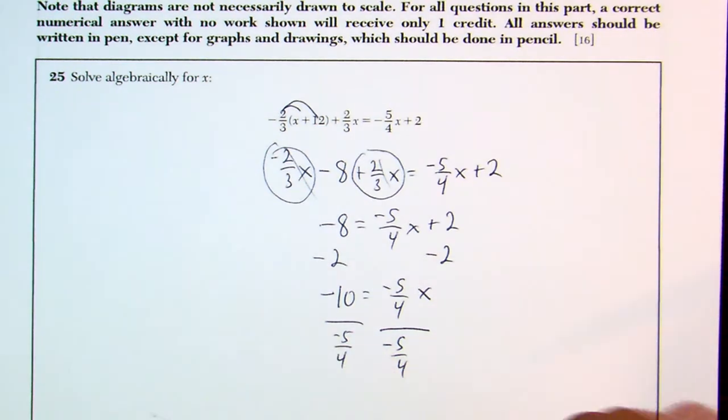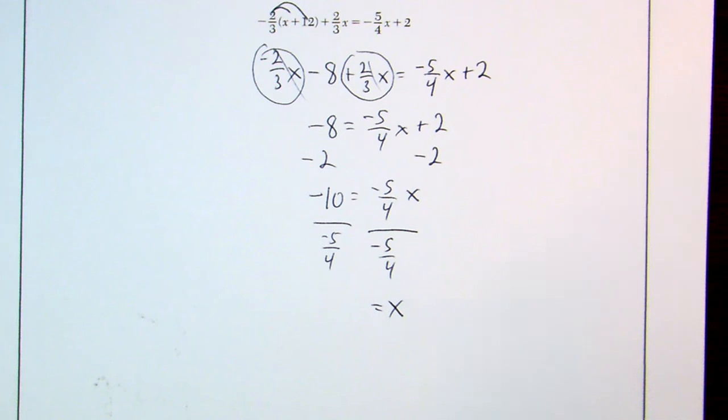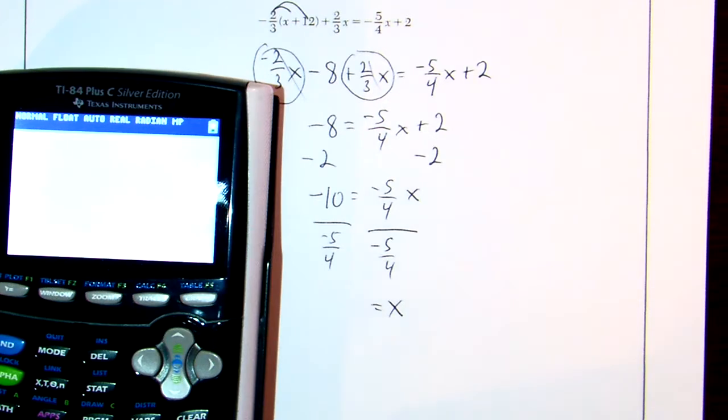And I don't know what that is, but guess what does? My calculator. So I'm going to go ahead, take my calculator. I'm going to type in negative 10 divided by negative 5/4. So remember how to put a fraction in. Alpha y equals n over d. I'm going to put in a negative 5/4. So negative 5/4. Enter. 8.